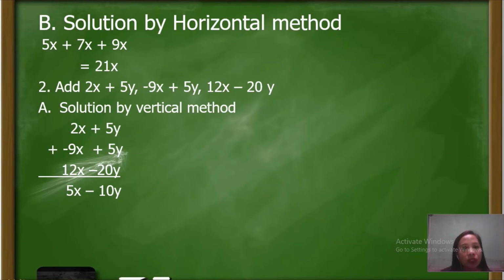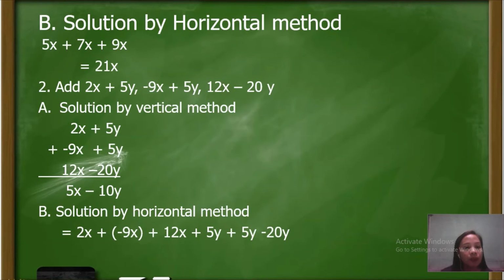We can use also the horizontal method. We have here 2x plus negative 9x. We're going to combine the terms that are having the same variable. Here we have 2x plus negative 9x plus 12x. Combine also the terms that are having a variable of y, so 5y plus 5y minus 20y. So simplify, that is equal to 5x minus 10y.